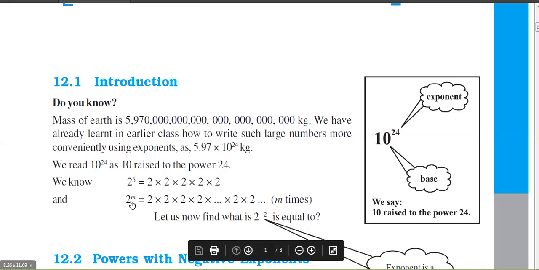So 2 raised to the power m is nothing but 2 is multiplied m times: 2 into 2 into 2, m times. If m is 10, it is 2 into 2 into 2, 10 times. If m is 5, 2 into 2 into 2 into 2, 5 times. If m is 3, only 2 into 2 into 2.